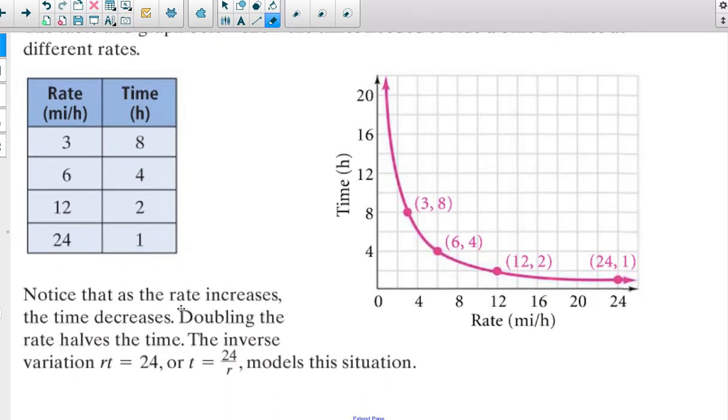And one thing that I want to draw your attention to is this statement here, because this is something that they like to put on the EOC, that sort of language. Notice that as the rate increases, the time decreases. Doubling the rate halves the time. The inverse variation, RT equals 24, or T equals 24 over R, models this situation. All right, first example.